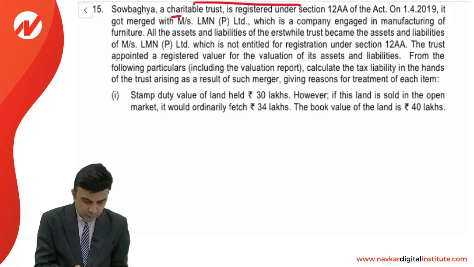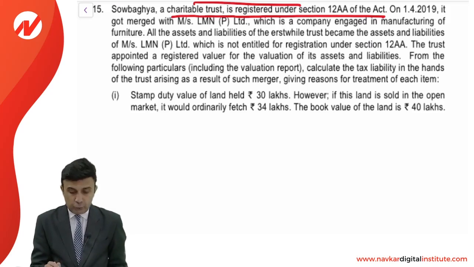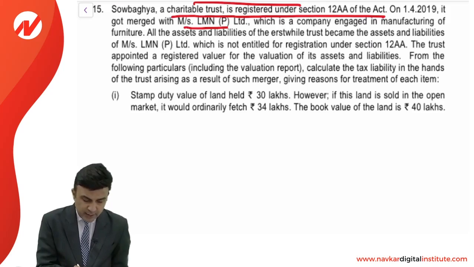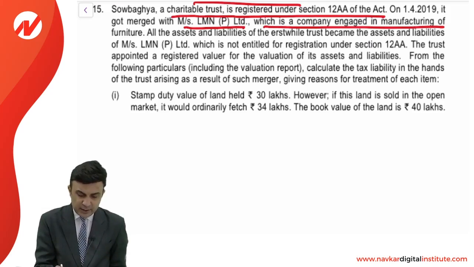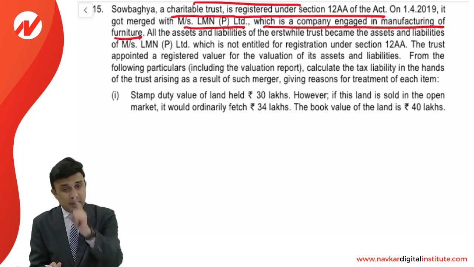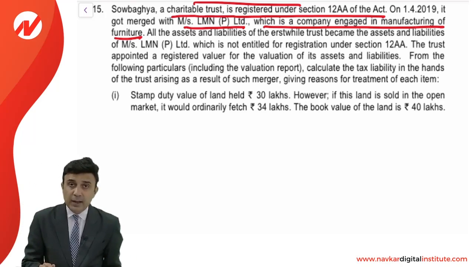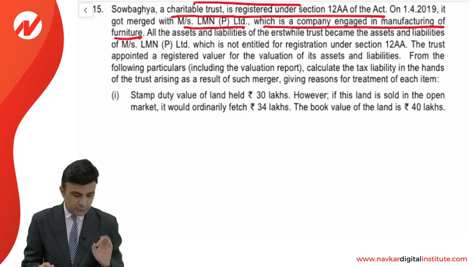Saubhagya, a charitable trust, is registered under 12AA of the Income Tax Act. On 1/4/19, it got merged with Element Private Limited, which is company engaged in manufacturing of furniture. If there is a merger of one trust registered under 12AA with another trust registered under 12AA, then there is no problem at all. But if it is registered trust getting merged with unregistered trust, then you have to apply the provision of section 115TD of the Income Tax Act.